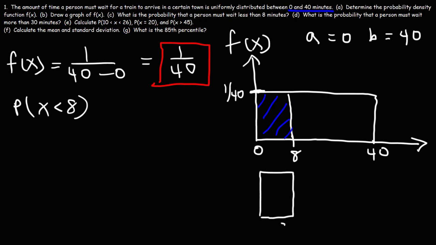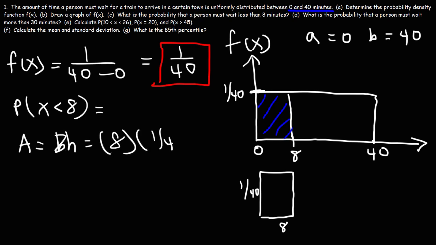So the base, as we can see, is 8. The height is not going to change. That's 1 over 40. So area is base times height. Let's use capital B. So B is 8. H is 1 over 40. So this gives us 8 over 40.